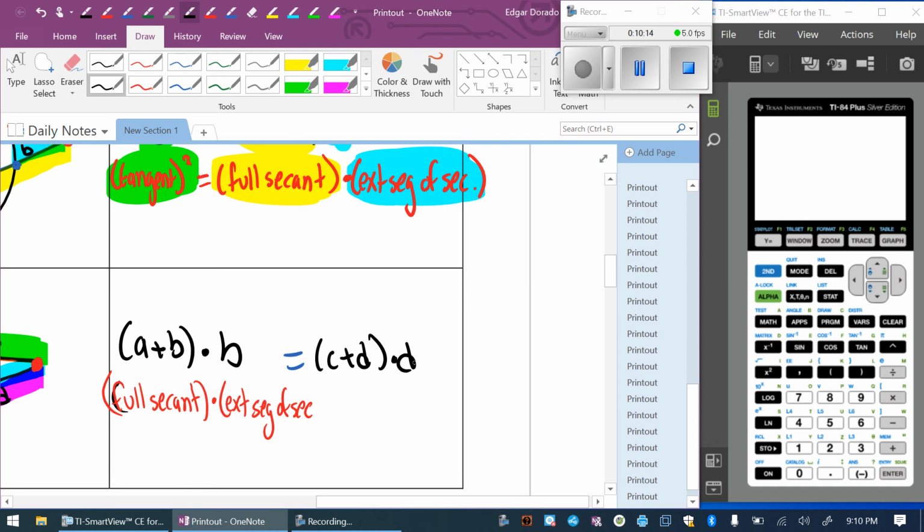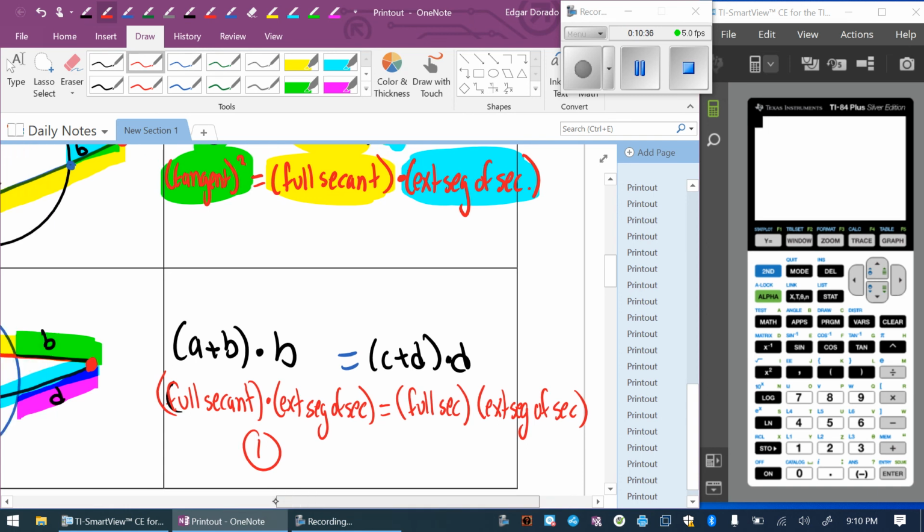That is just part D. So let's finish this off, guys. In writing, what am I actually doing here? I'm doing full secant times the external segment of the first secant, and then also, once again, full secant times the external segment portion of the second secant. Okay, that's exactly what's happening here, guys.